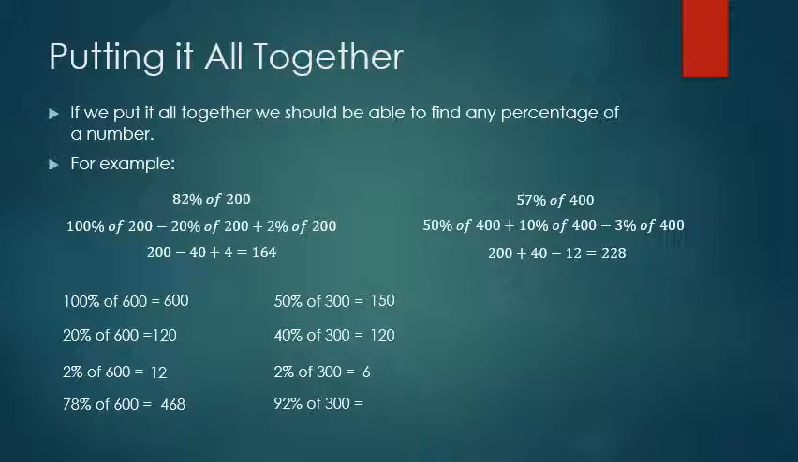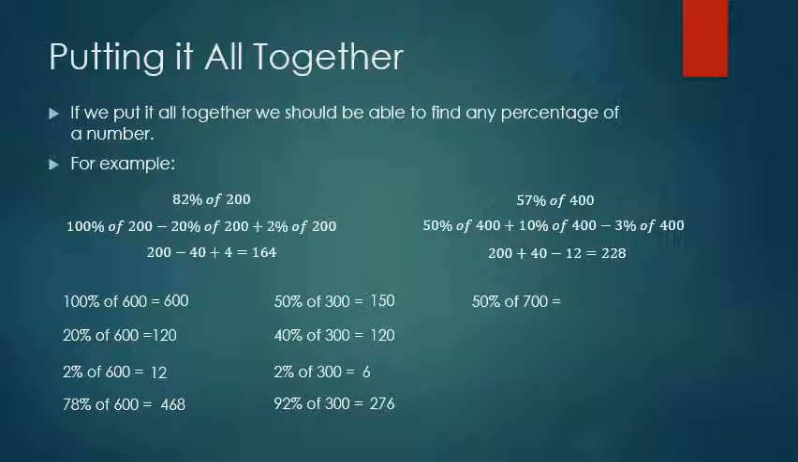So if I wanted to find 92% of 300, so the nearest 10 would be 90. We find 90 by adding 50 and 40. And then to get up to 92, we add 2 more percent. So we're adding up all of these percentages. So 150 plus 120 would be 270, plus 6 would be 276. And just one more example.